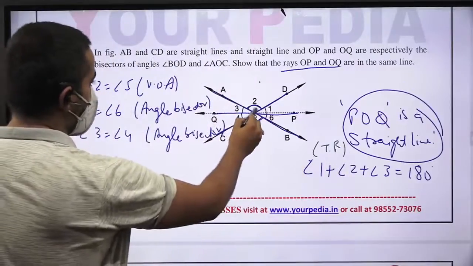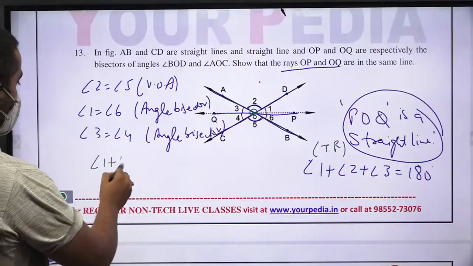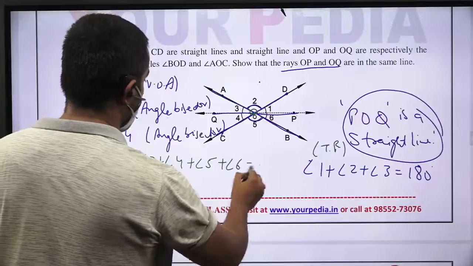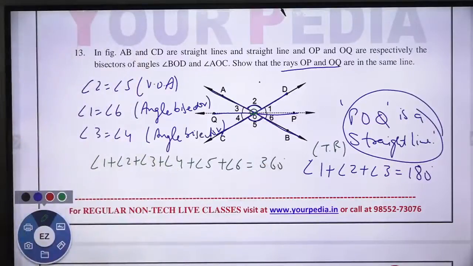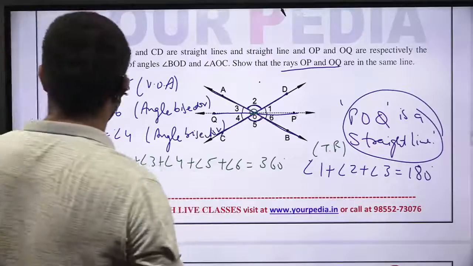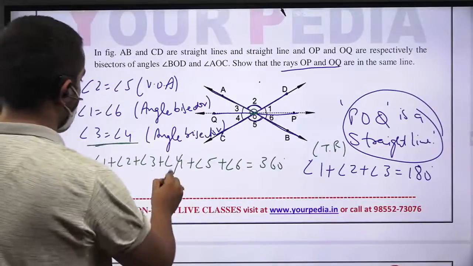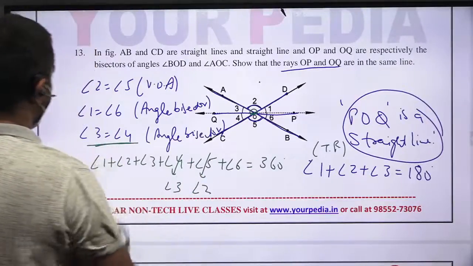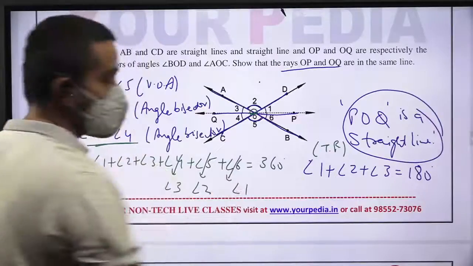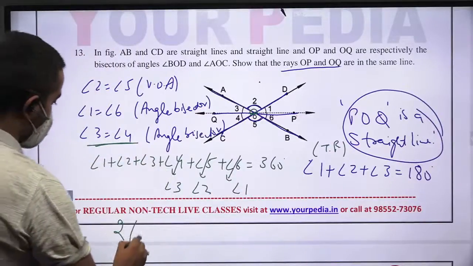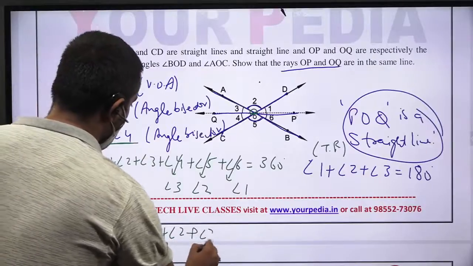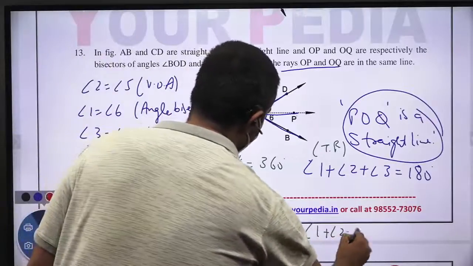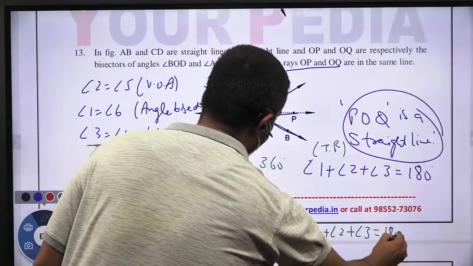Now around point O, the sum of all angles will be 360. Yes or no? Now I don't need angle 4, 5, 6. Angle 4 can be substituted with angle 3, angle bisector. Angle 5 can be substituted with angle 2. Angle 6 can be substituted with angle 1. So it will become 2 times angle 1 plus angle 2 plus angle 3 is equal to 360, or angle 1 plus angle 2 plus angle 3 is equal to 180 degrees.